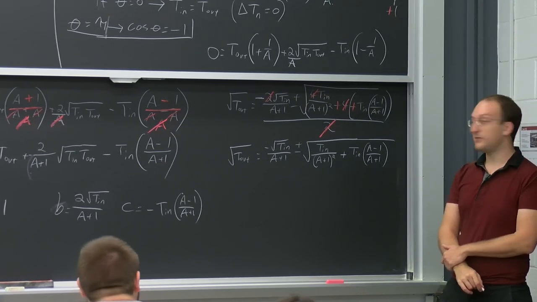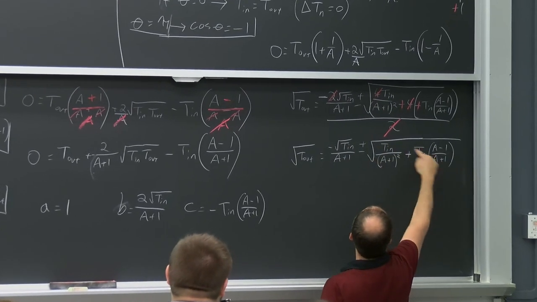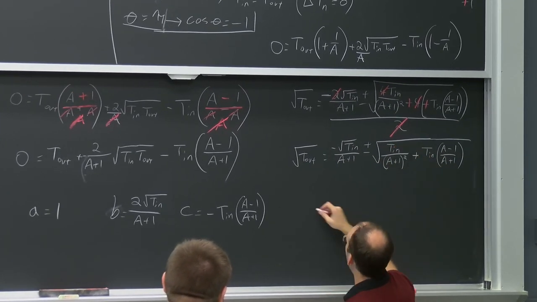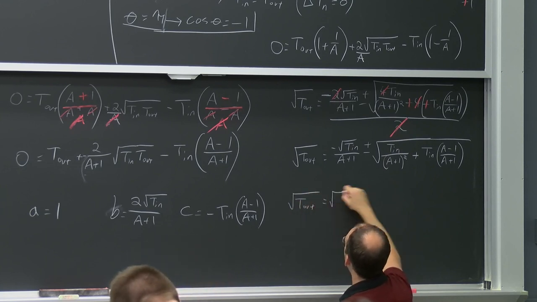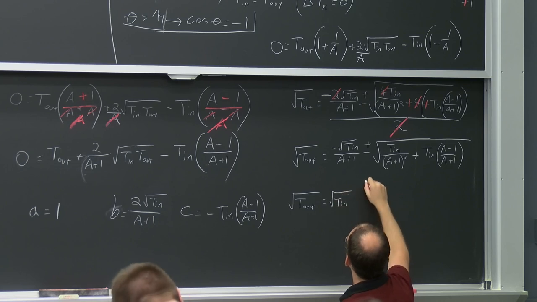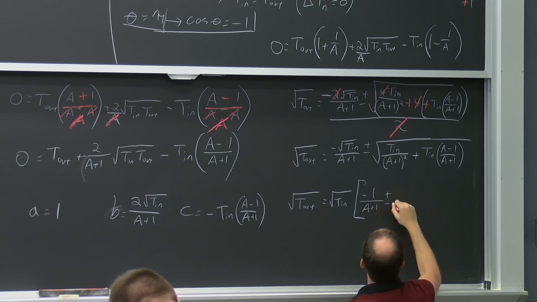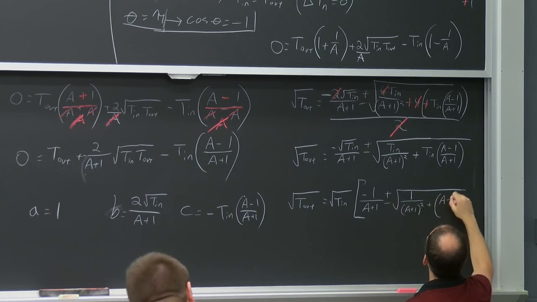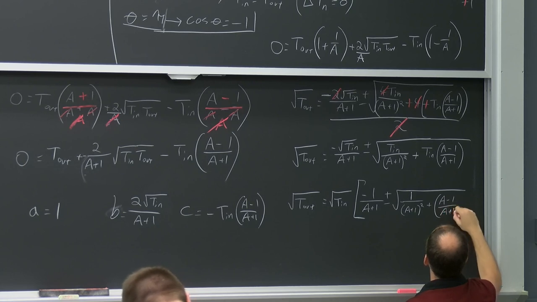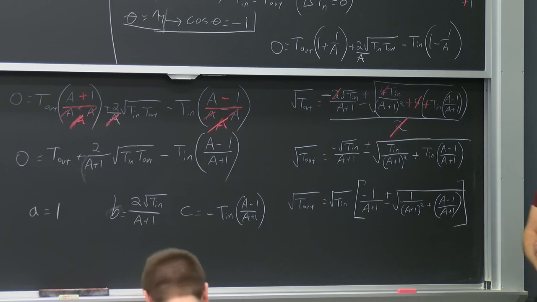Square root of t in. That's right. Because there's a root t in here, and everything's got a t in inside the square root, so you can pull that out. So we have a direct relation between root t out and root t in. Minus 1 over a plus 1 plus or minus root 1 over a plus 1 squared plus a minus 1 over a plus 1. What do we do here to simplify all the junk in the square root?